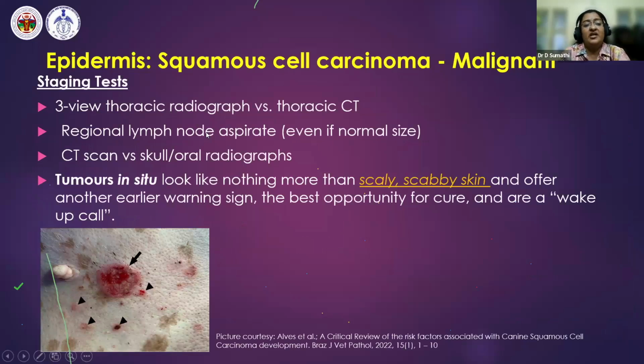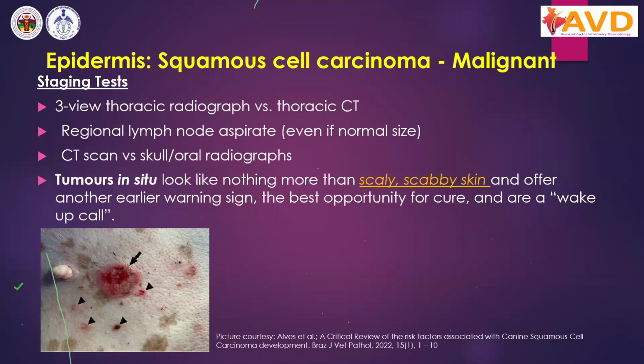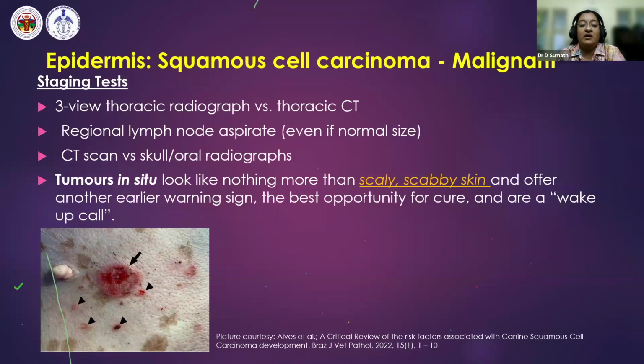So for staging, we need to go for a thoracic radiograph. You also need to check, as I told you, the lymph node aspirate. You also need to go for a CT scan. And if you are looking at a scaly, scabby lesion on the skin, it is a warning sign and a wake-up call that you need to do cytology, diagnose it, and go for earlier intervention.